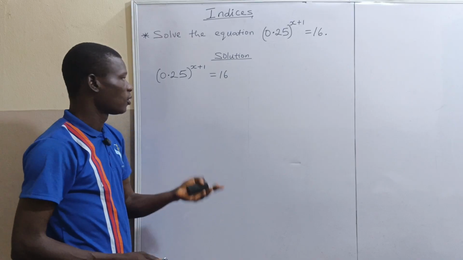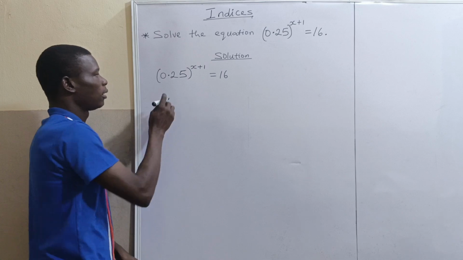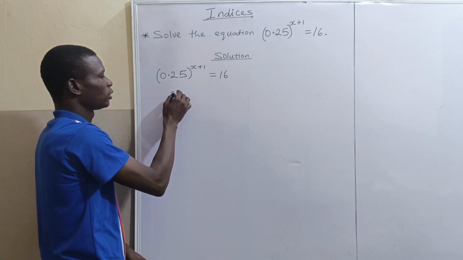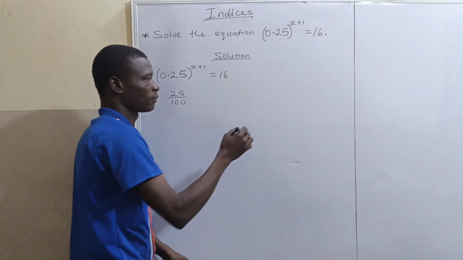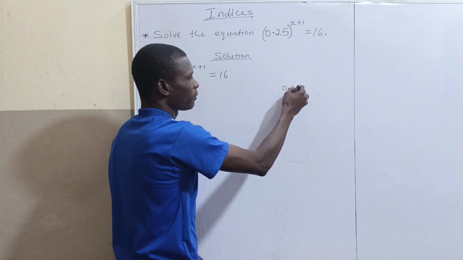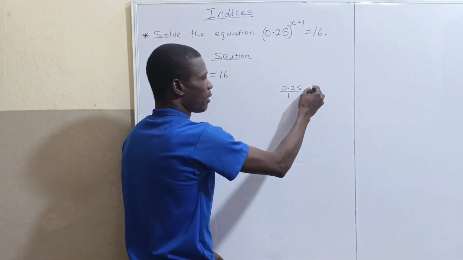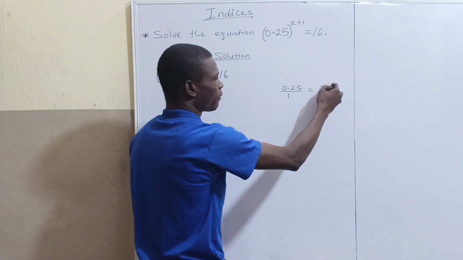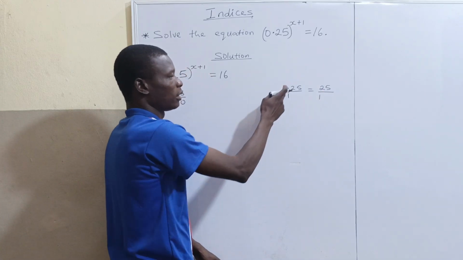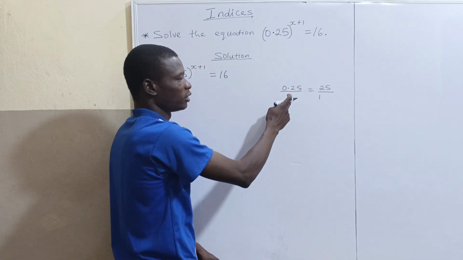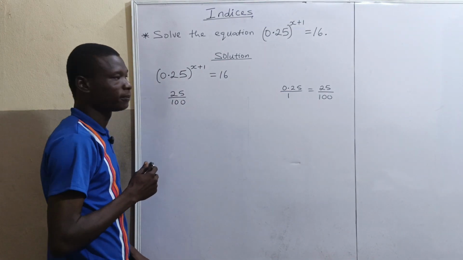So to start with, we're going to convert this decimal fraction to become an exact fraction. And 0.25 can be written as 25 over 100. How is that? 0.25 is the same thing as 0.25 over 1. And that becomes 25 taking away the 0 point over 1. And after the decimal point, how many digits are we having? 2 digits. So we're having 2 zeros. That is why 0.25 becomes 25 over 100.